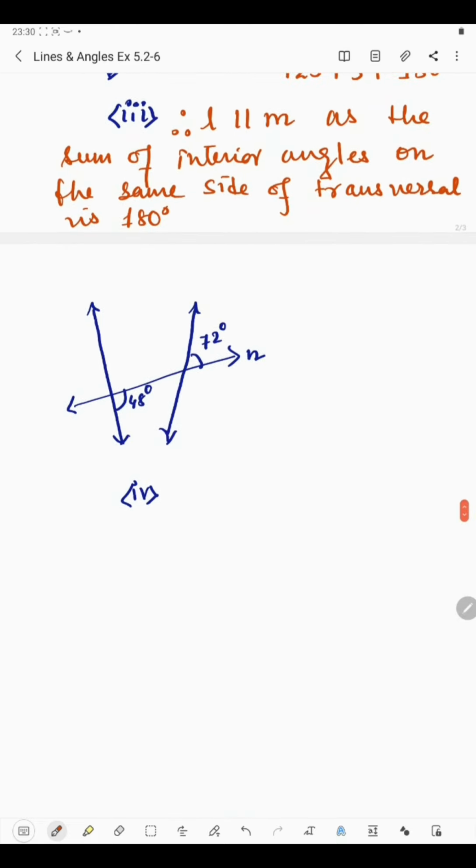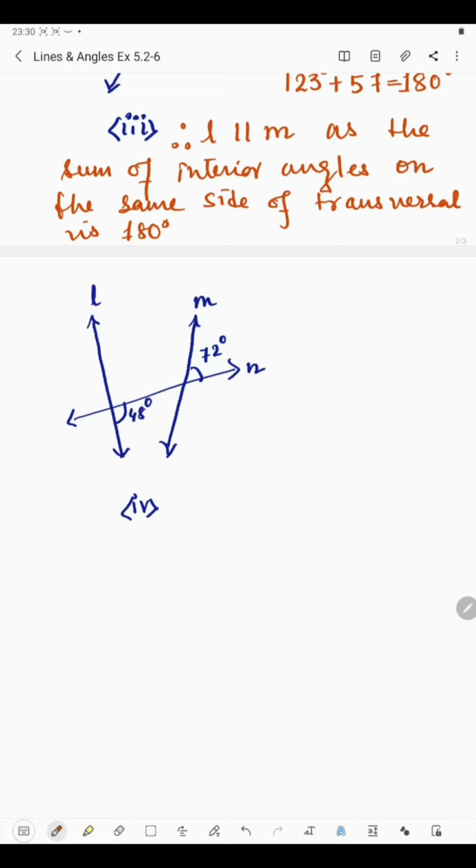Now in the last part we have this figure in which we have to decide whether L is parallel to M, and N is the transversal. Okay. So here again we have 72 degrees here and here is 48 degrees. So there is no relation between these two angles. So here we can consider this as angle 1. So again these two are vertically opposite as these two are intersecting lines. So we'll write angle 1 is equal to 72 degrees.